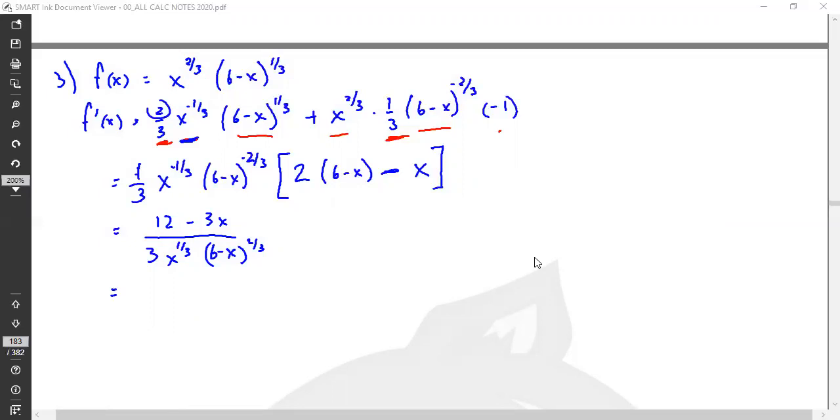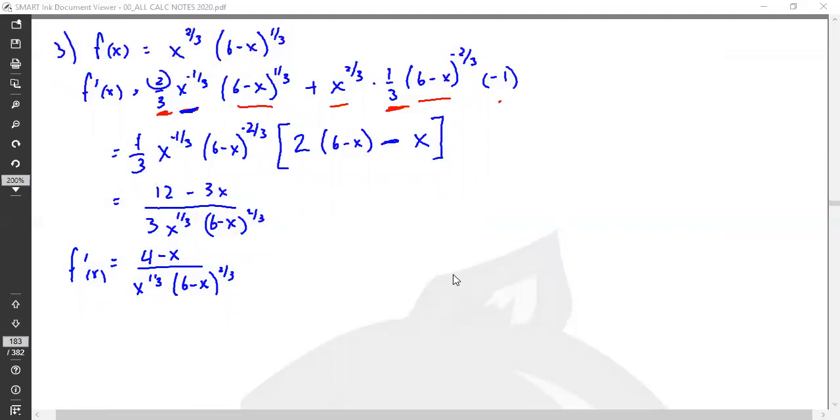We can divide both top and bottom by 3. Leaves me with (4 minus x) over x to the 1/3 times (6 minus x) to the 2/3. And there's my f prime. We are given what f double prime looks like, so we don't have to do that one.